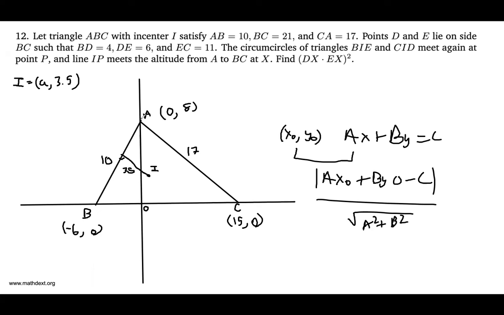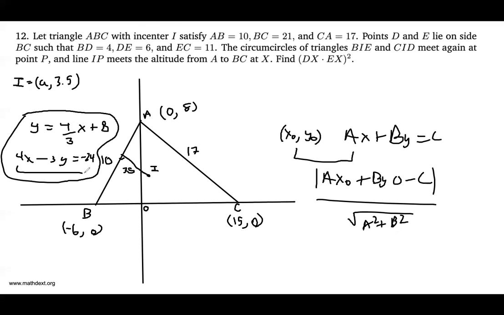In particular, this line AB will actually have slope 4 over 3. So the slope is 4 over 3, the y-intercept is 8. You get y equals 4/3 x plus 8. All right? And so we can rewrite this by multiplying both sides by 3 and rearranging. You get 4x minus 3y equals negative 24. So this is our desired form of line AB. And finally, our point is (a, 3.5).